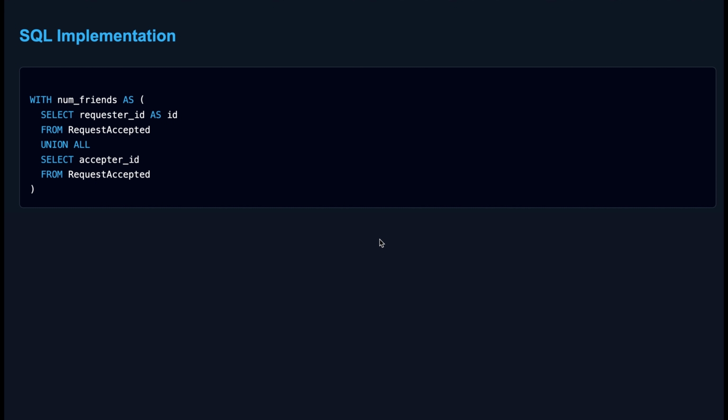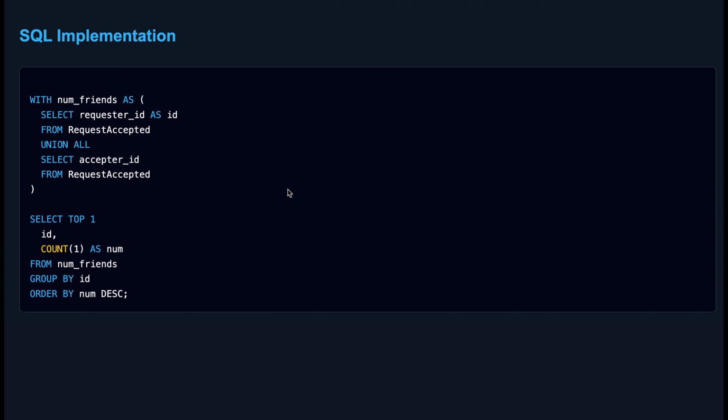So first of all, we create a common table expression called num_friends. And here we flatten the data by selecting requester ID and then UNION ALL with acceptor ID. This converts our relationships into a single column of user IDs. Now on top of this flattened data, we group by ID and count how many times each user appears. This gives us the total number of friends for every user. Then we simply sort the results in descending order of count, and we use TOP 1 to get the user with the maximum friends, right?